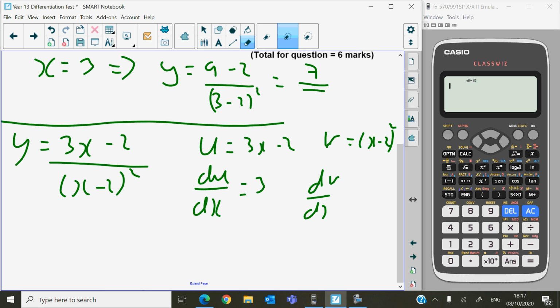dv by dx is therefore, well, we're going to have to use some chain rule on that. First of all, differentiate the bracket. So the 2 is going to come down to the front. And we're going to have this is equal to 2 loads of x minus 2.